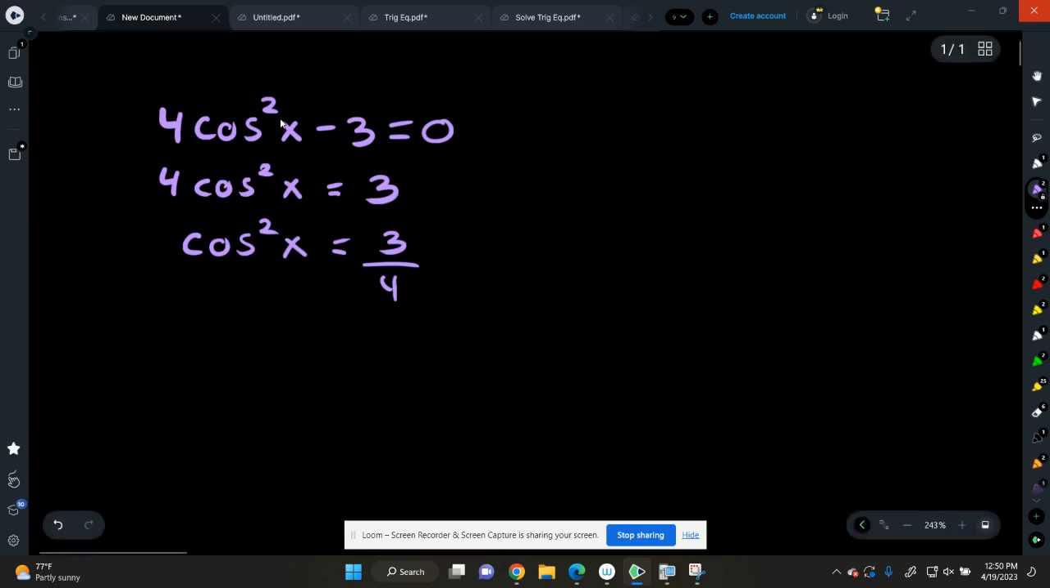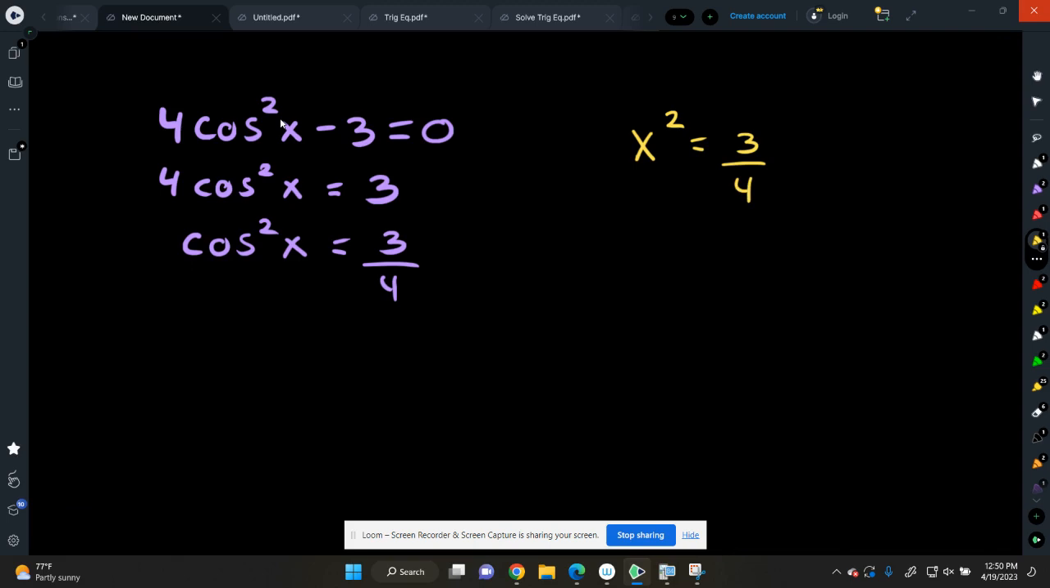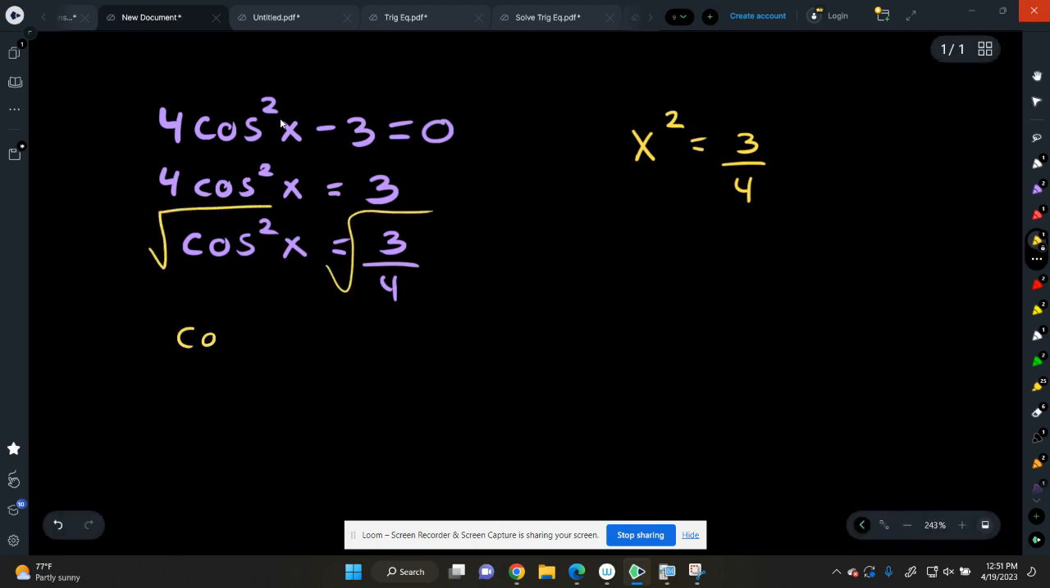Let me ask you this. If we had x squared equals 3 over 4, how would you solve that? Square root both sides. So we're going to do the same thing. We're going to square root both sides. So we get cosine x equals plus or minus the square root of 3 over, we know the square root of 4 is 2, so over 2.